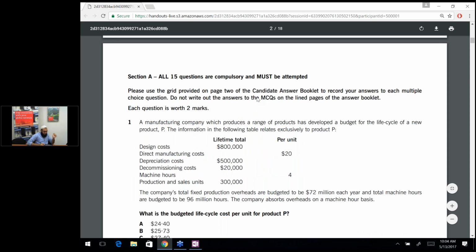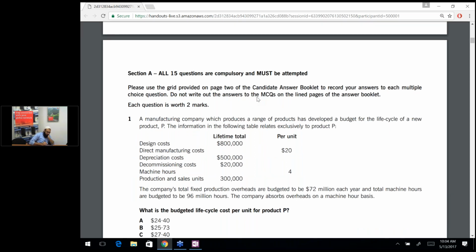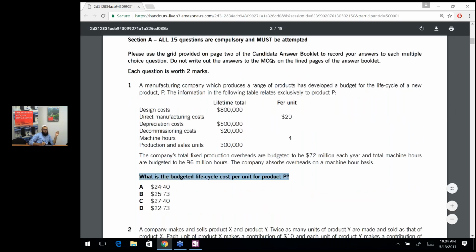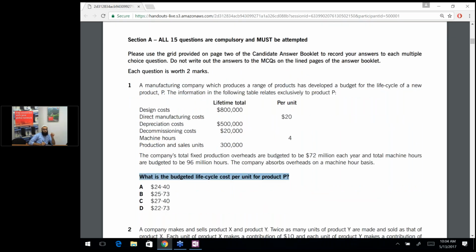Now, the first question is about life cycle costing. The best thing about attending a mock is you will get to know the knowledge that I am giving you for each and every topic, and that is good, which will cover more of your syllabus. What is the budgeted life cycle cost per unit for a product P? I'll be giving you a little of the concepts of the topics so that you get to know. So it's very important that you listen to what I'm saying. It will give you a very good opportunity to revise the important things of the topics.